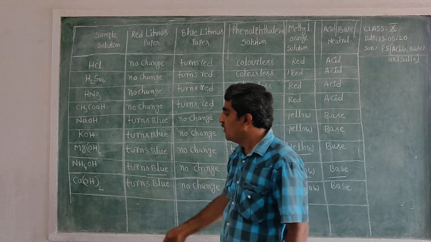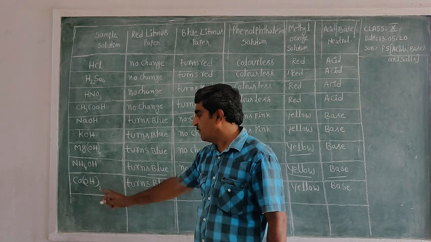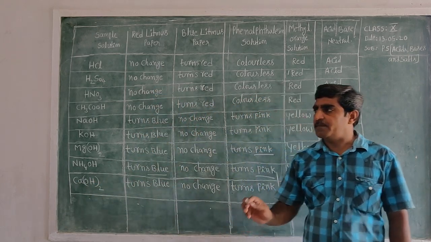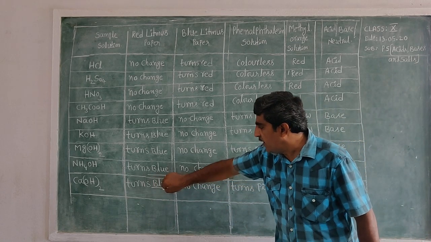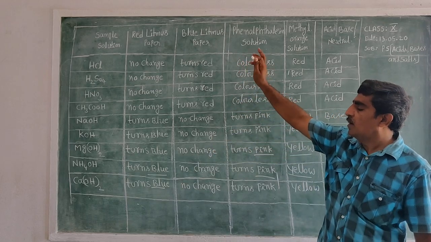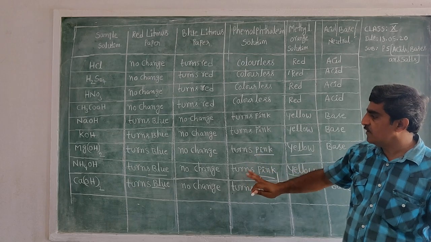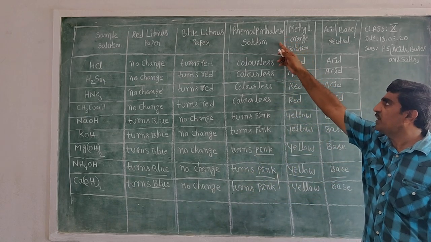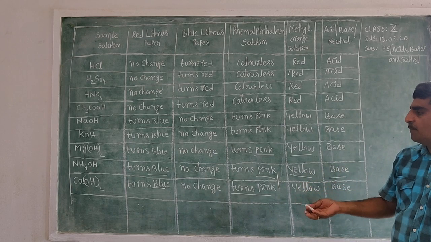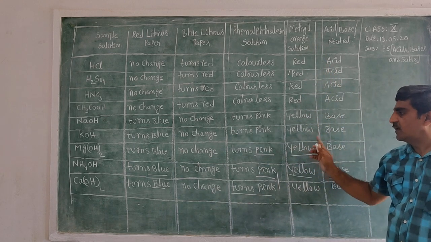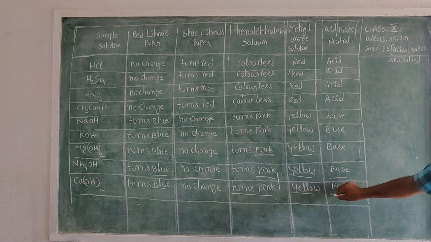And another sample, calcium hydroxide, Ca(OH)2. The given sample tested with red litmus paper turns blue. Tested with blue litmus paper, the color does not change. Tested with phenolphthalein solution, it turns pink. Tested with methyl orange solution, it turns yellow. Hence the given sample is a base.